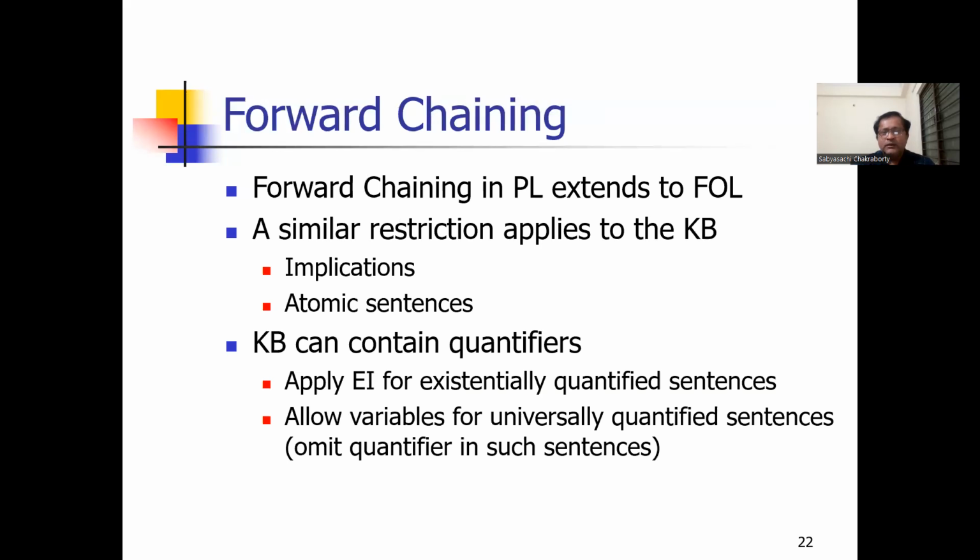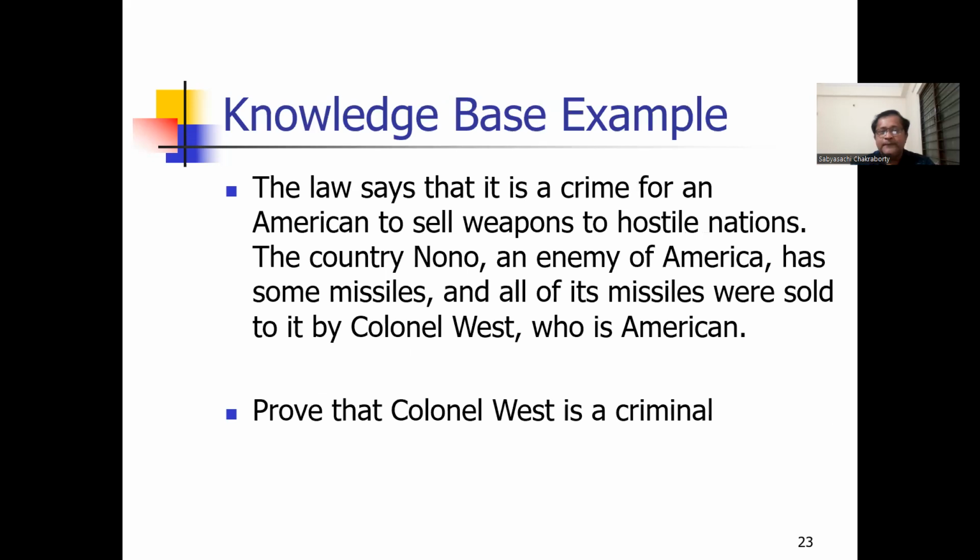Now, what is forward chaining itself? I'm starting to elaborate the concept of forward chaining as well as backward chaining. Forward chaining in propositional logic extends to first order logic. A similar restriction applies to the knowledge base: implications and atomic sentences. The atomic sentences lead to the goal state with the help of implications. The knowledge base can contain quantifiers, either existential or universal.